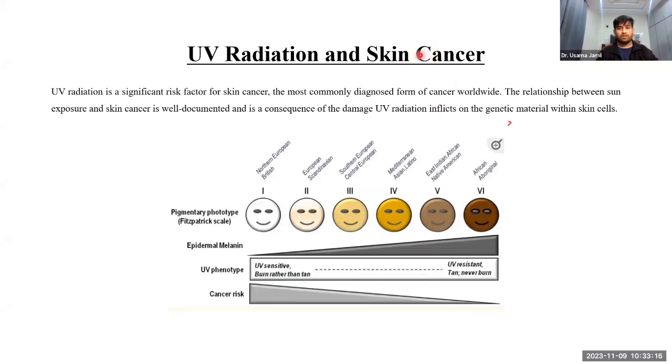So, if we speak of skin cancer and its relationship with UV radiation, UV radiation is a significant risk factor for skin cancer, the most commonly diagnosed form of cancer worldwide. The relationship between sun exposure and skin cancer is well documented, and a lot of research has been done and is still going on about how UV radiation targets our skin and is directly involved in skin cancer. It is also a consequence of the damage UV radiation inflicts on the genetic material within the skin cell.